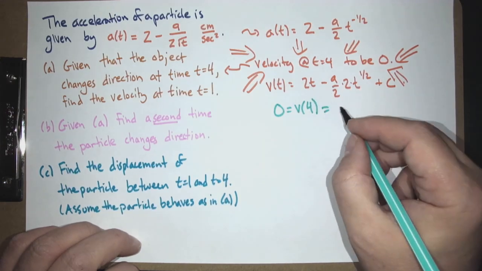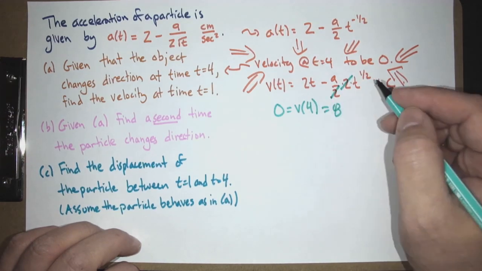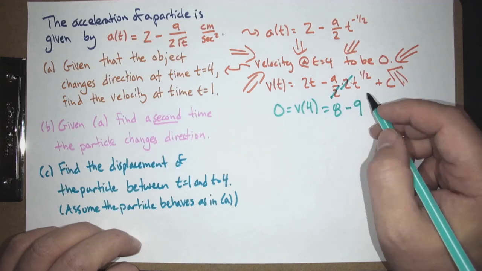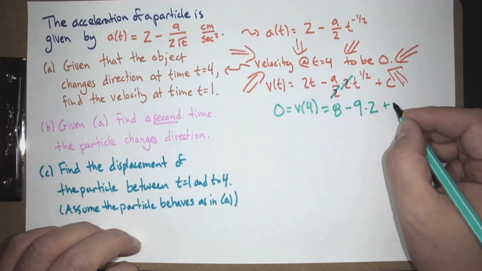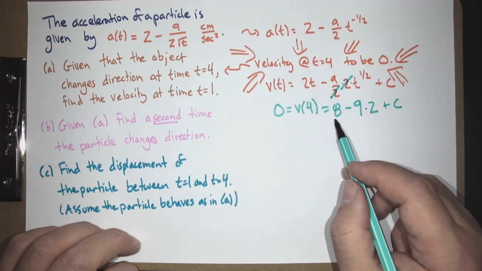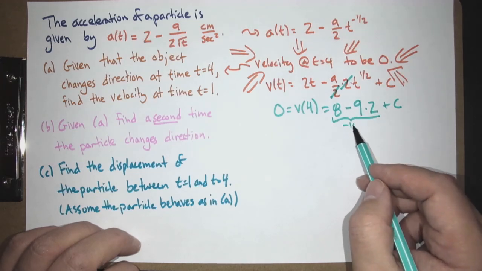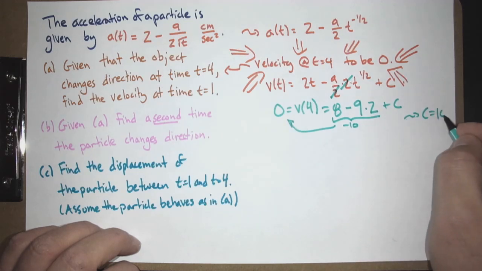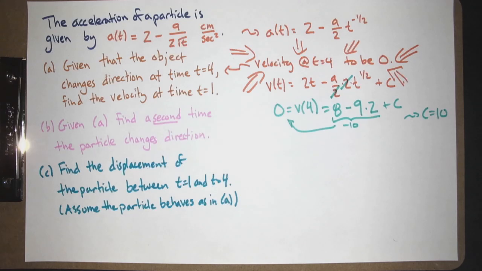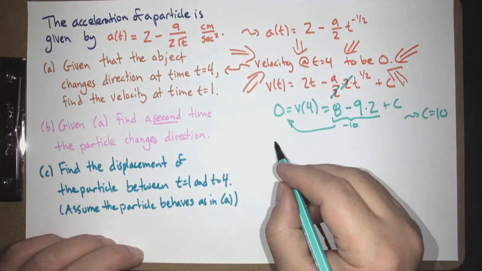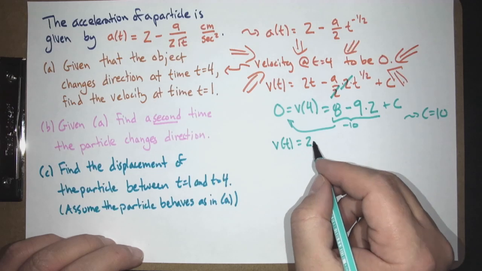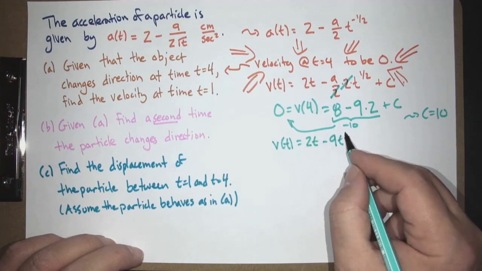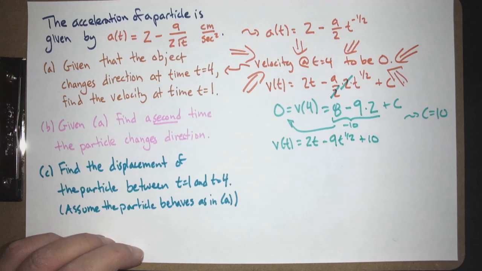So we plug that in. 2 times 4 is 8. Here, by the way, the 2's cancel. Subtract 9 times the square root of 4, which is 2, plus c. 8 minus 18 is negative 10. Then we move it across, and we come to the conclusion c should be positive 10, because it's 8 minus 18, so it's a negative 10. We're trying to solve for c. So we now can say our velocity function is 2t minus 9 t to the 1/2 plus 10.